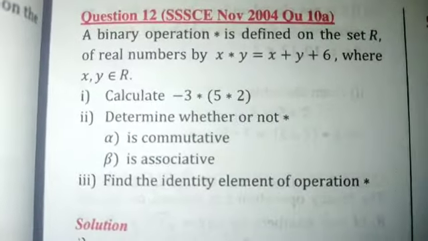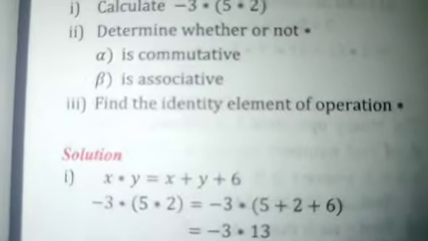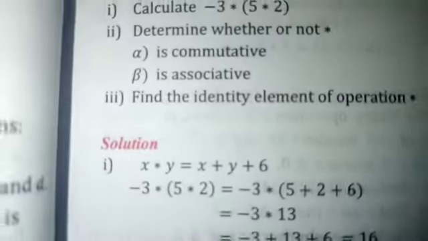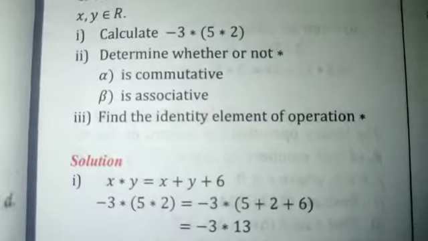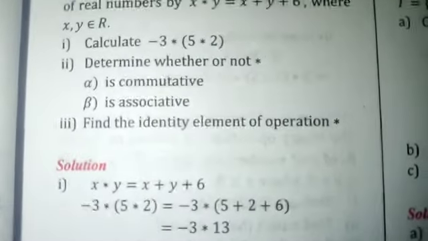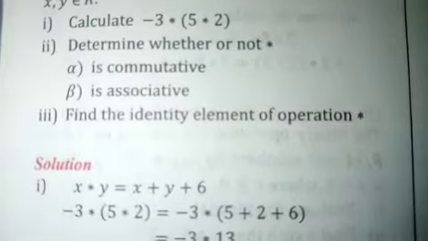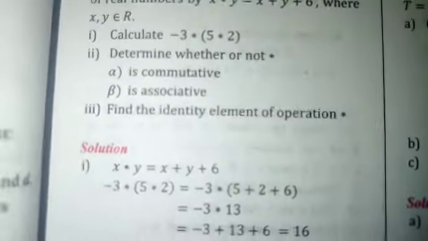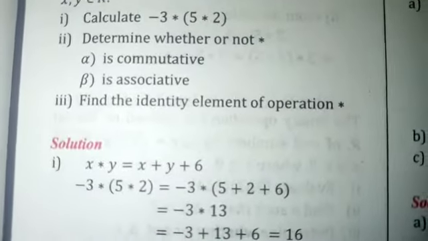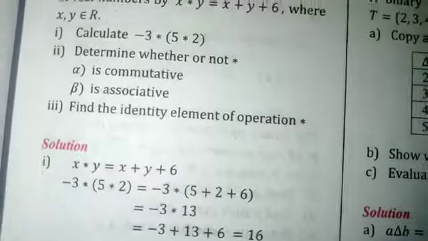So I'm going to solve only the beta aspect. I'll explain that. They say you should determine whether or not the operation is associative. Alpha, if you haven't checked that video on commutative, then you can check that. But here we are going to explain the associativity. Alright, so let's dive into the solution and explain that quickly.